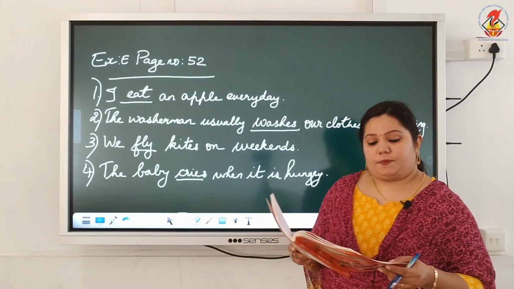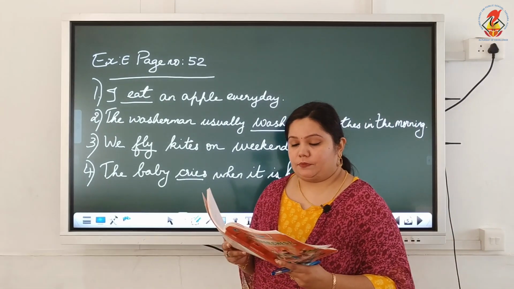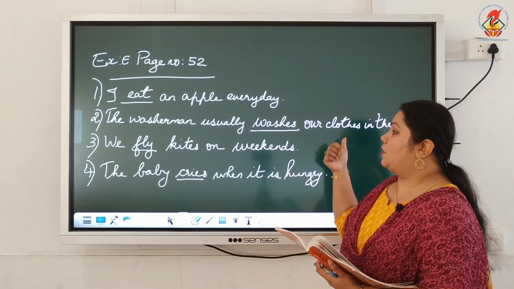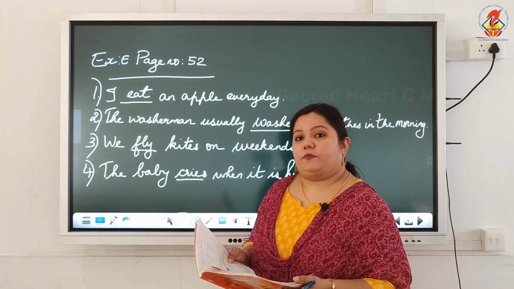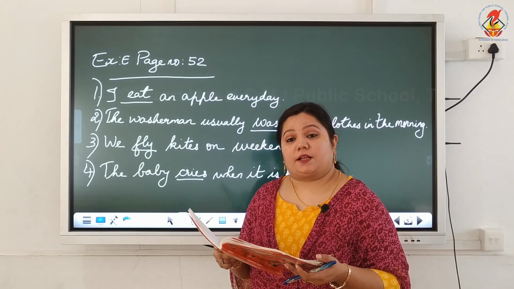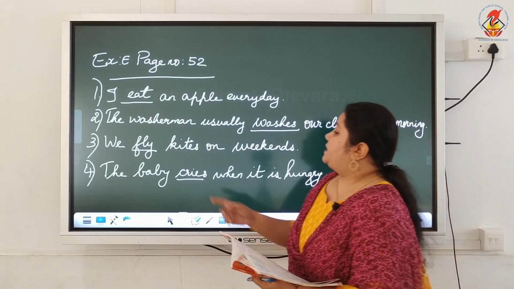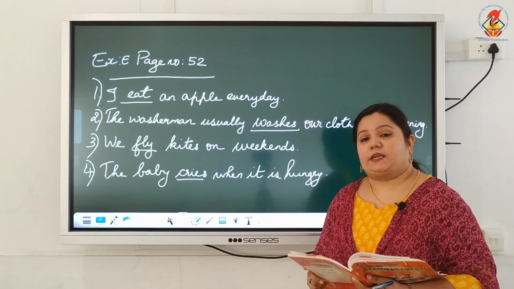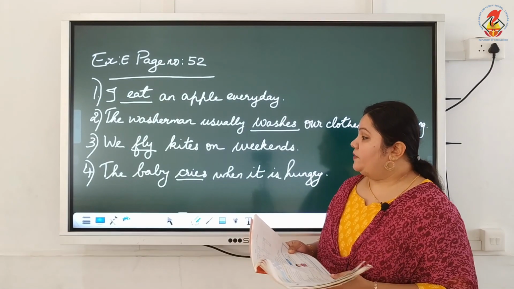Okay. Similarly, second one, the washerman usually dash her clothes in the morning. We unscramble and we write, the washerman usually washes the clothes in the morning. Alright. Next one, what do we have here? A dash over there, and kites on weekends. So we write here, we fly kites on weekends. That is a verb.